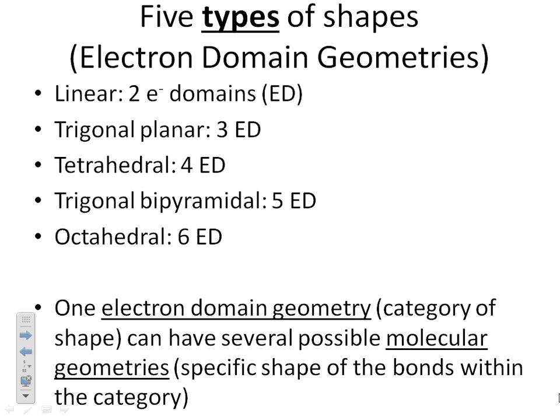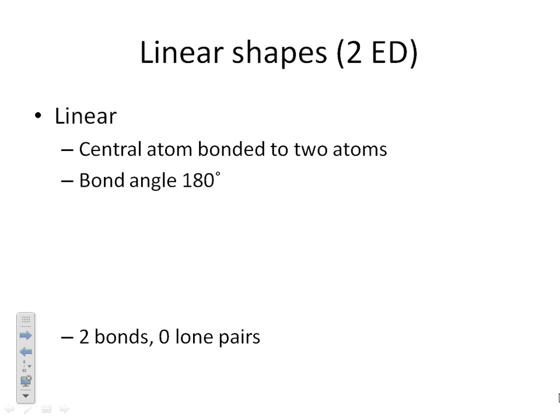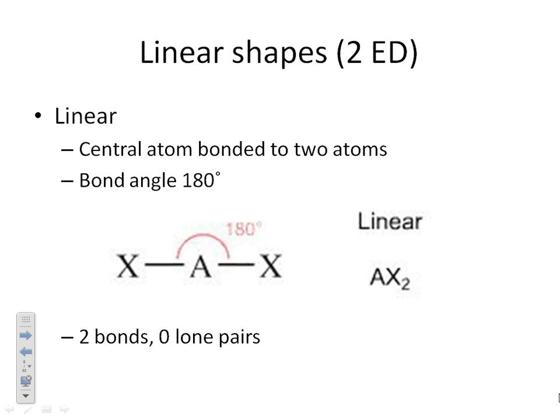And recall, one category of these shapes, if we take the trigonal planar category, that is a category. And so there are actually going to be a couple different molecular geometries, a couple different specific types of shapes in that particular category, based on how many bonds and how many lone pairs we have. So you should have your molecular shapes note chart, and you're going to be filling that in as I go through this lecture. So first up is the linear shape, and I'm just going to put everything up here.